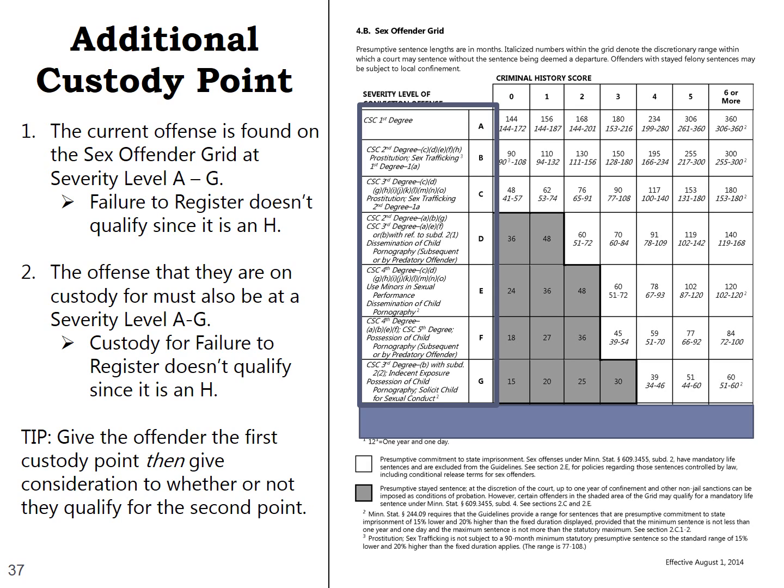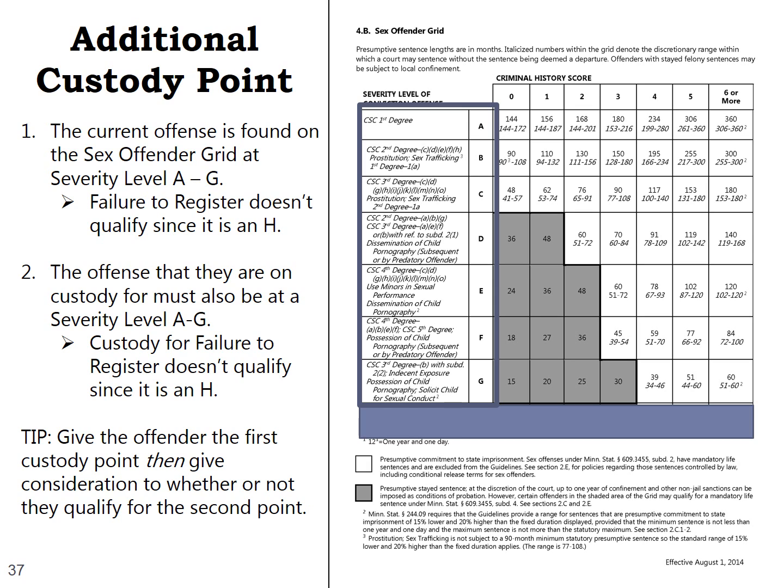So here's a tip for this. First of all, give the offender the first custody status point, because that may not even come from a criminal sexual conduct or other type of offense found on the sex offender grid, or it may come for a failure to register. They're still going to qualify for that first point. This is for the second or additional point.